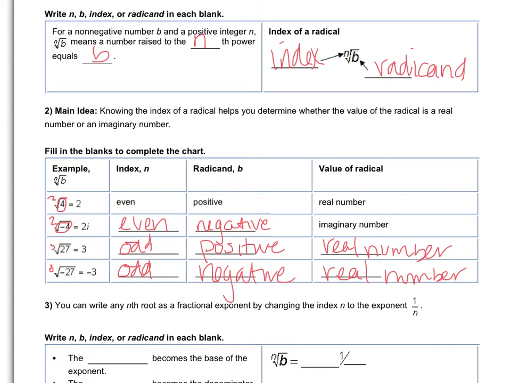What's important to note here is that if the index is odd, you can take the nth root of any number. It does not just have to be positive. We can take the cube root of a negative. We can take the 5th root of a negative. We cannot take the 6th root of a negative because 6 is an even number.